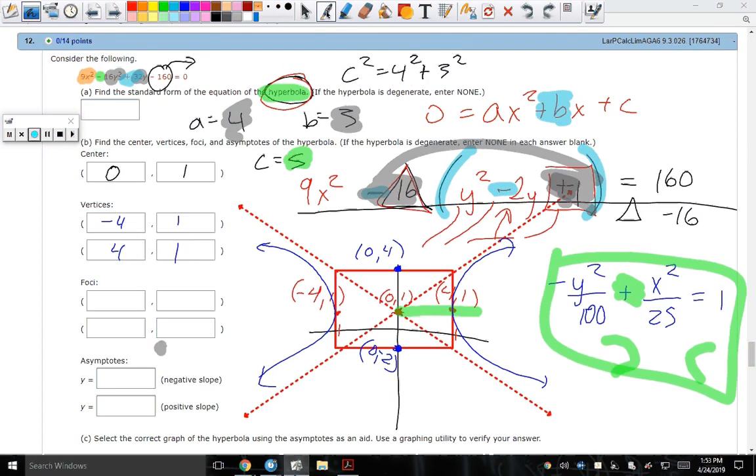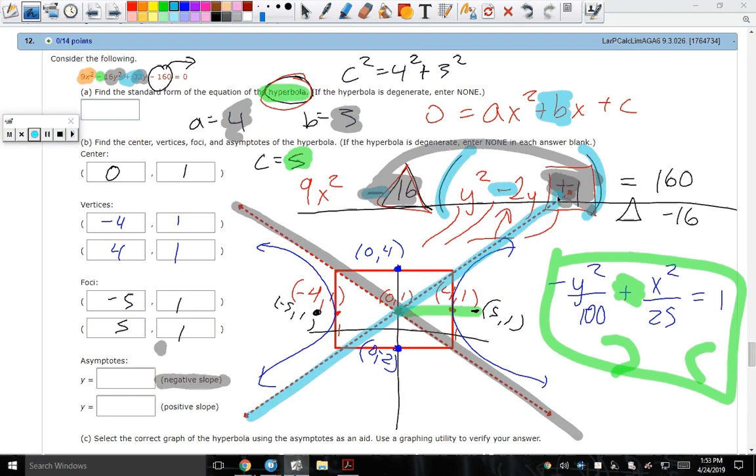Okay? And finally, C. We said C was 5. So that's going to be here. What do you think this point is for the foci, or the focus? Negative 5, 1. And then this one? 5, 1. See, the negative 5, 1 and 5, 1. The graph does help a lot for you to start organizing all your pieces. Okay? And then your last one, your asymptotes. I want you to get y all by itself for both of them, for the negative slope and for the positive slope. So this negative slope here is going to be for this one, and the positive slope here is going to be for this one.